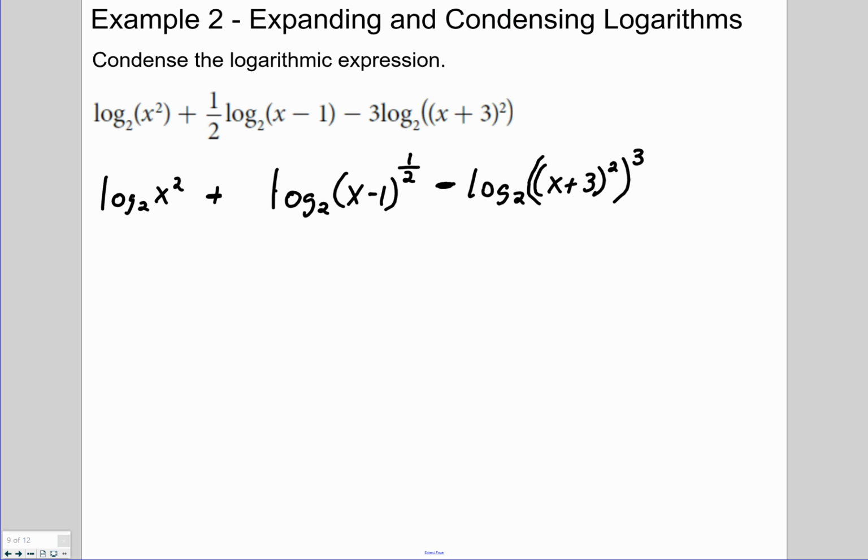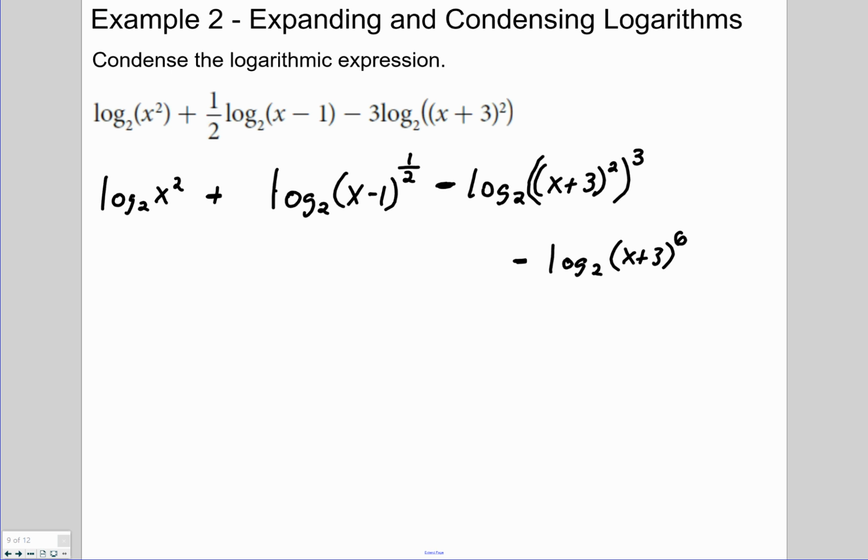All right, so Diana, your brain is correct. A power to a power, I'm going to multiply the 2 and the 3 there. So that's going to become minus log base 2 of x plus 3 to what power? The 6th power.